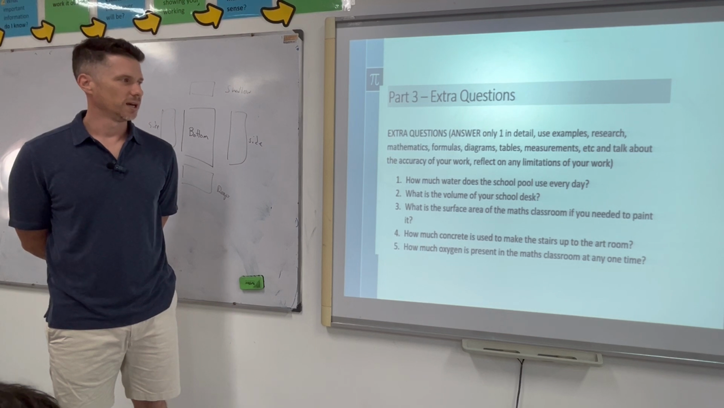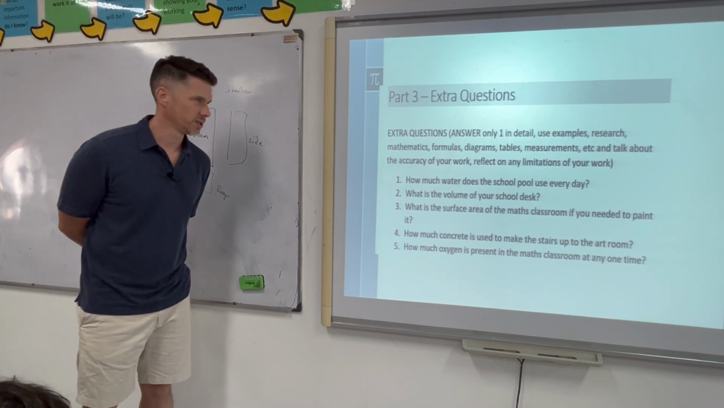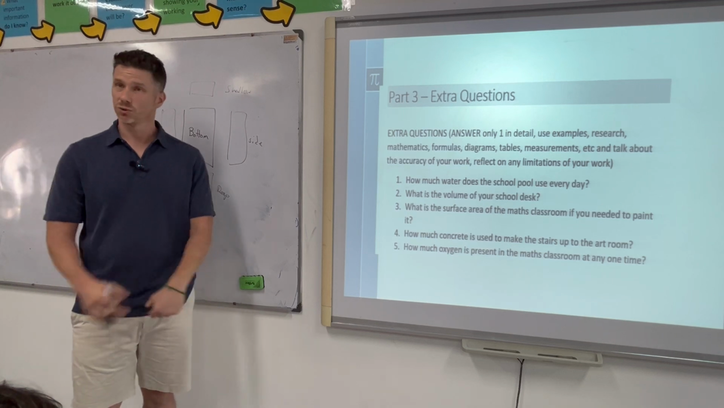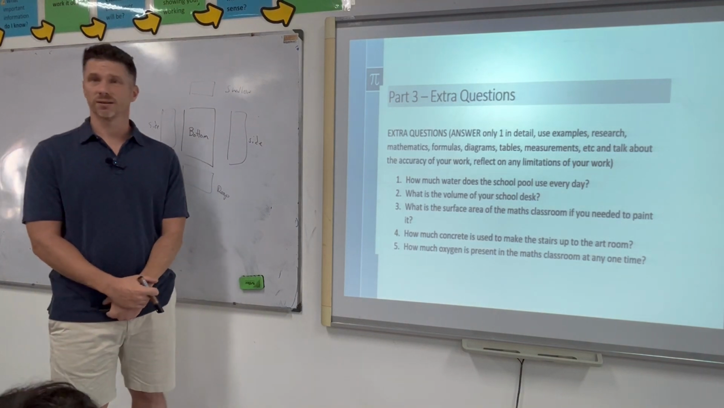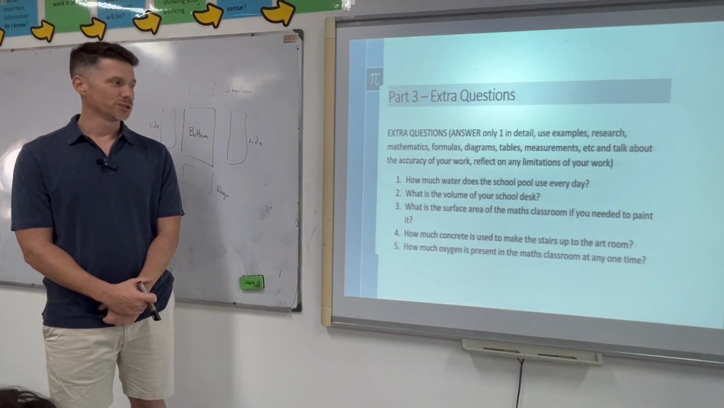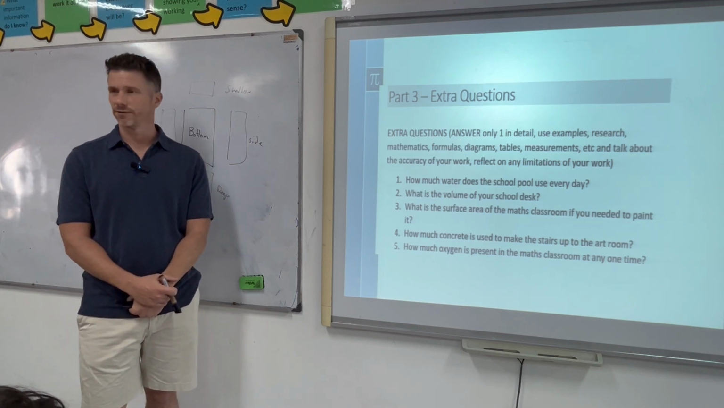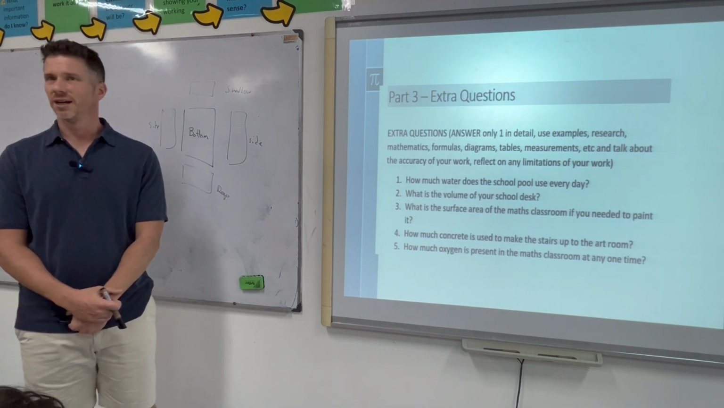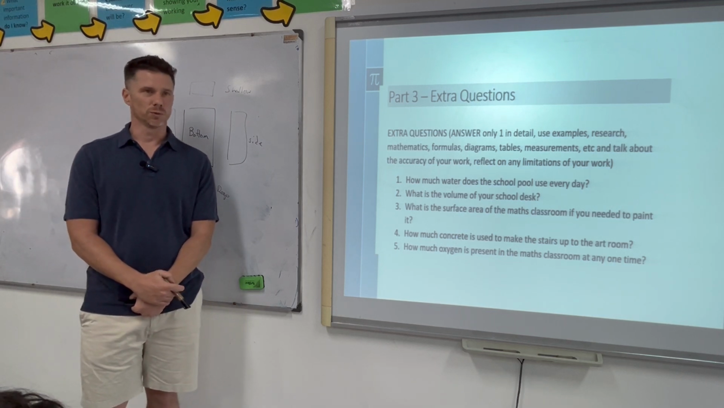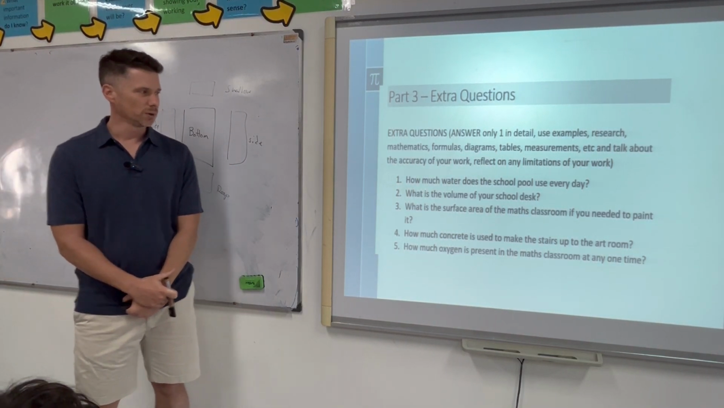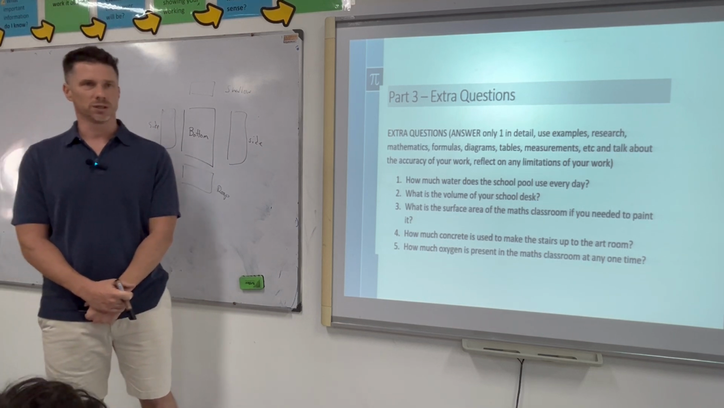There's concrete stairs up to the art room. How much concrete is used for those stairs? You'd have to get the volume of those stairs. And how much oxygen is present in the maths classroom at any one time? That's based off the volume of this room and then figuring out how much oxygen would be contained in that volume. That'd include some research as well. Pick one of those. There's no extra marks for picking one that you think is harder.